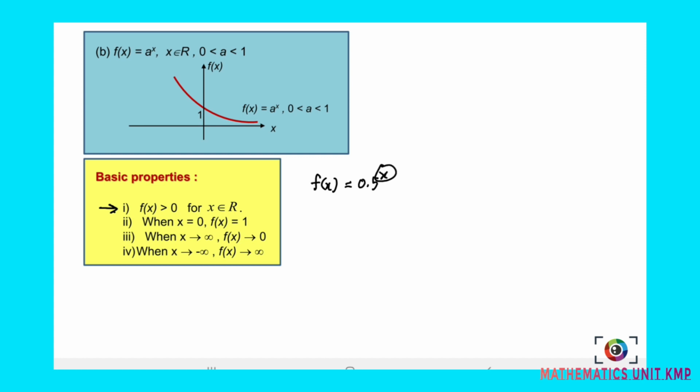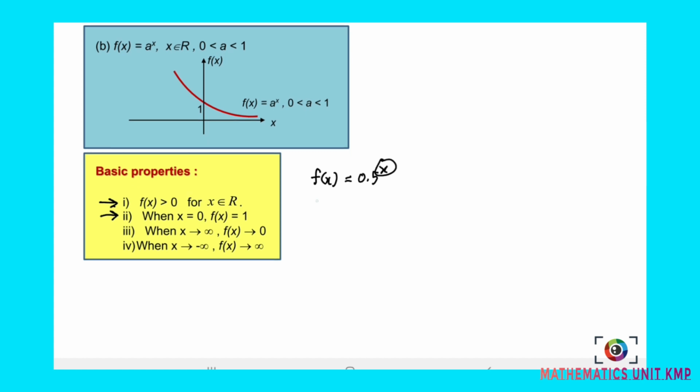Alright. Now we go to the second step. When x equals to 0, f(x) equals to 1. Why? Because same ya, f(x) equals to a power of x. You sub a to 0, dapat 1. For the second step, do you understand? Right, now to the third step.